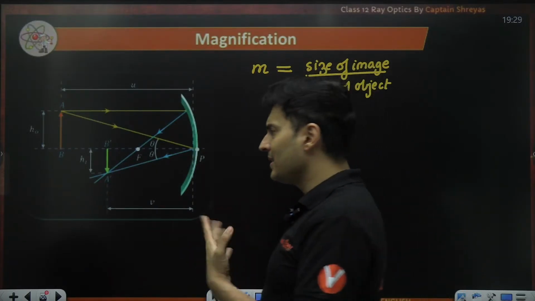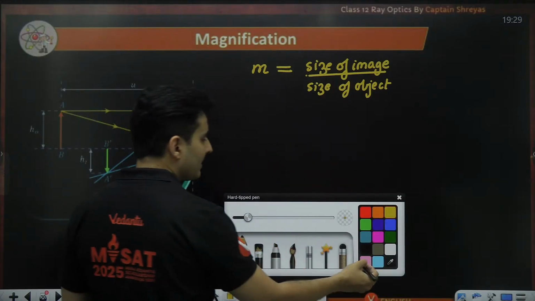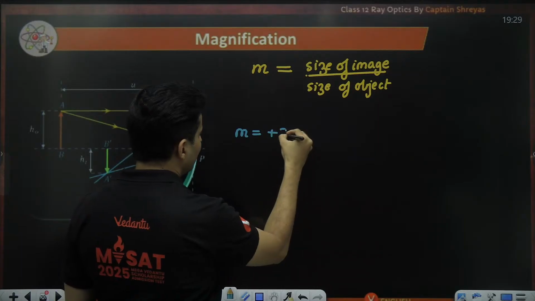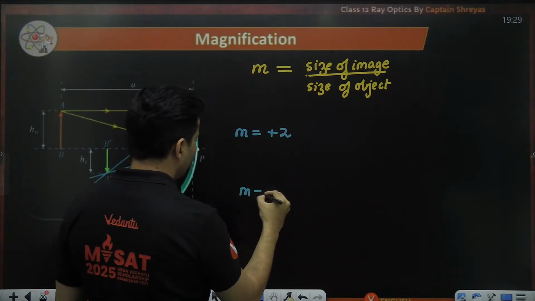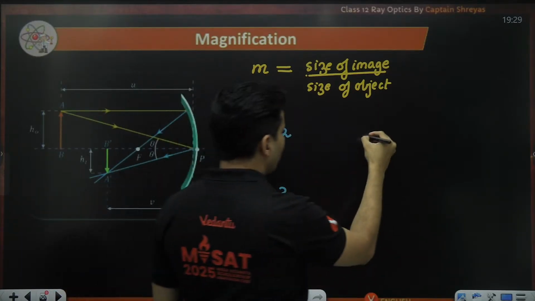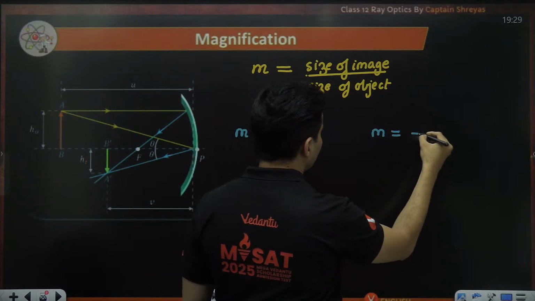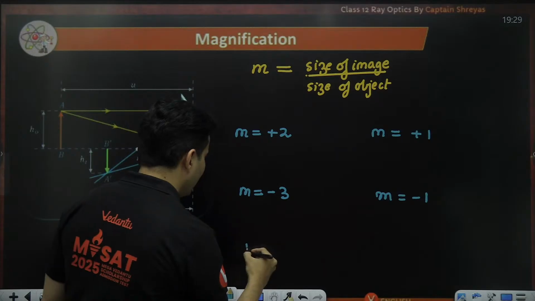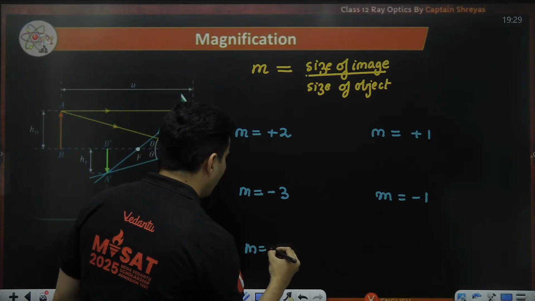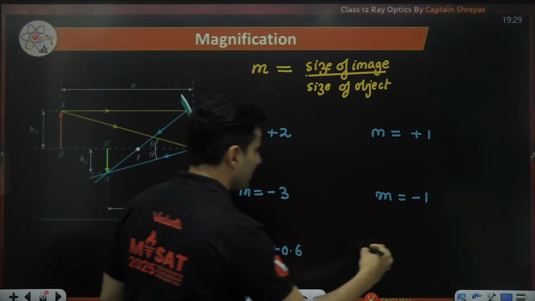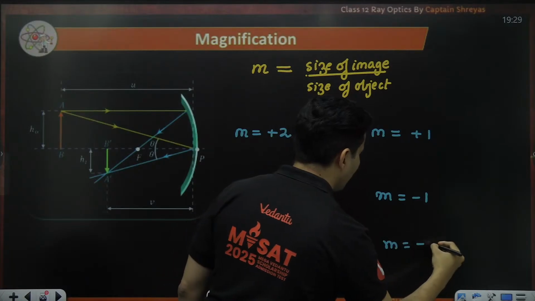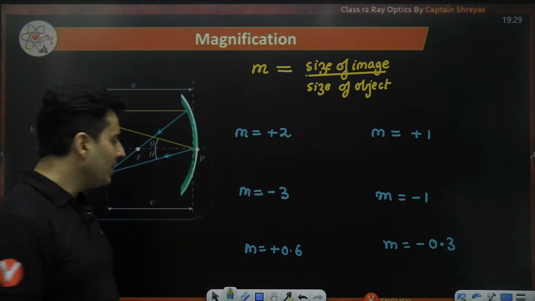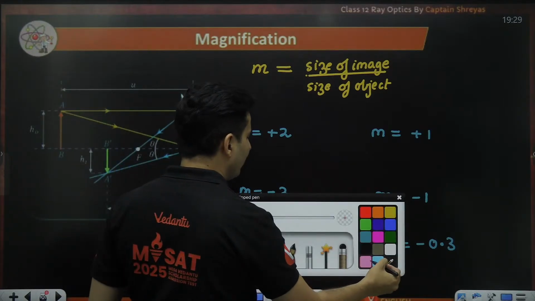So what does it exactly tell me? So let me give you some examples over here. Say for example, magnification, I tell you, is +2. Magnification, let's say, is -3. Magnification, I tell you, is +1. Magnification, I tell you, is -1. Magnification, I tell you, is +0.6. Magnification, I tell you, is -0.3. So many values. What does it mean in each and every case? Let's go one by one.